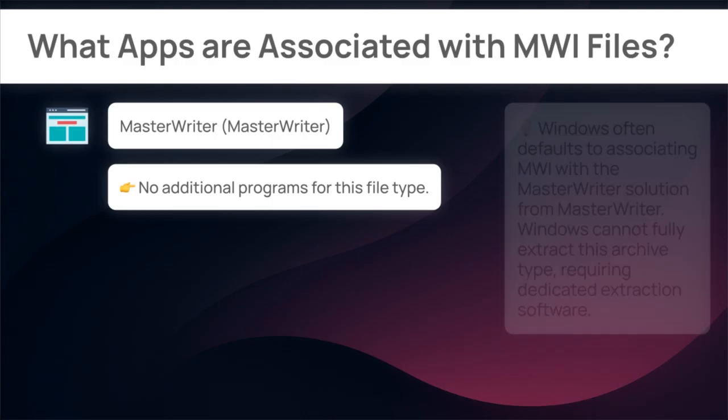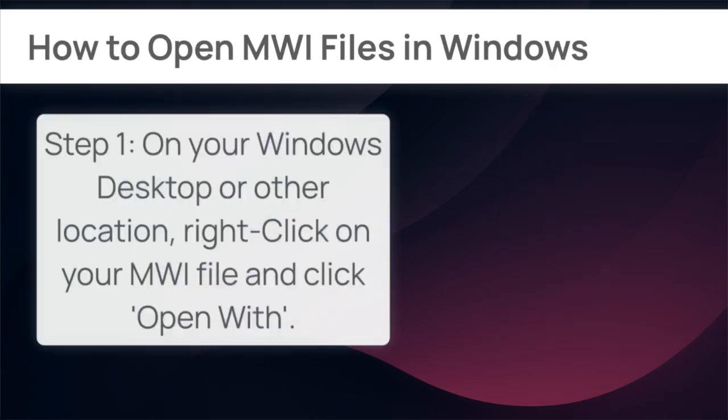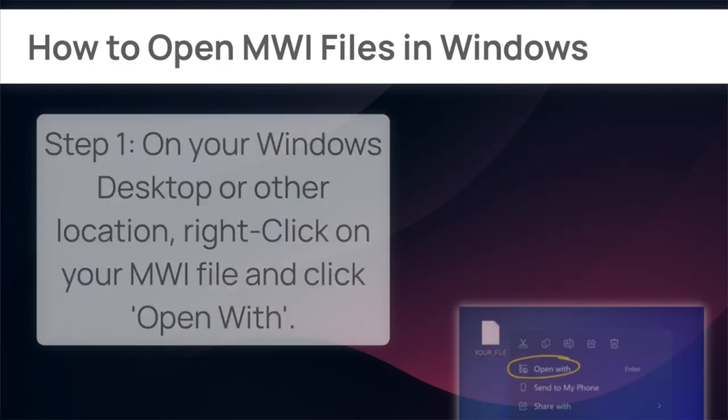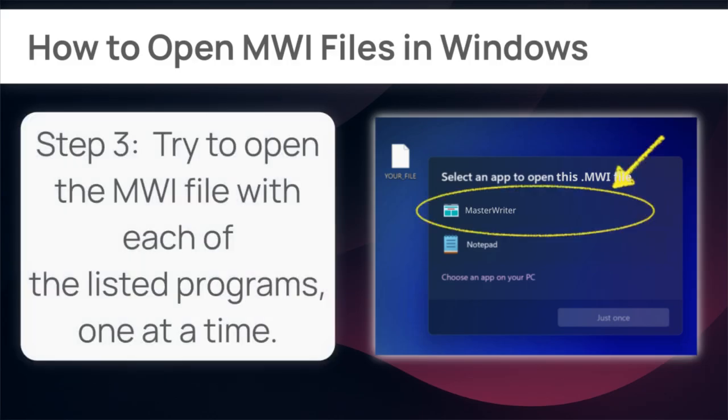Windows cannot fully extract this archive type, requiring dedicated extraction software. Windows can show simple previews, but detailed editing must be done in supported document tools. We are checking the software landscape. Right-click your MWI file and select Open With. If MasterWriter is installed, test that now. If not, choose another program. We need to check every possibility.